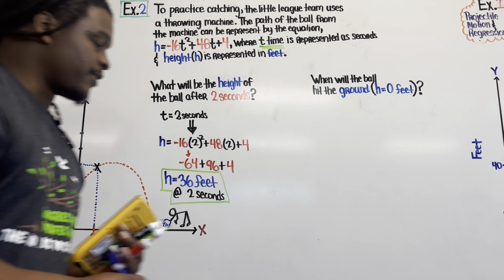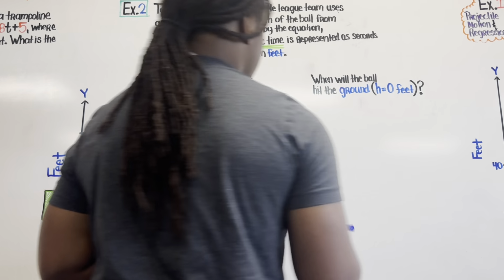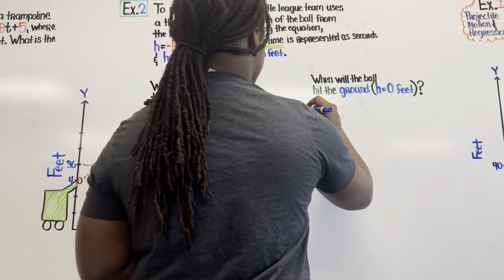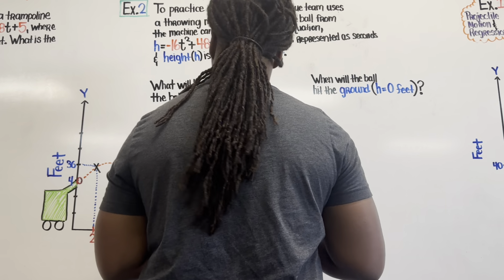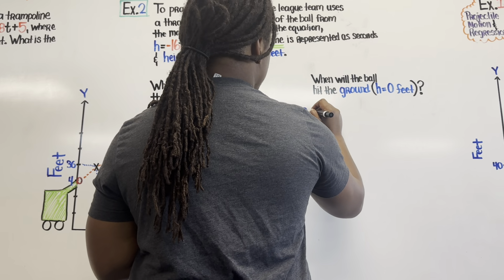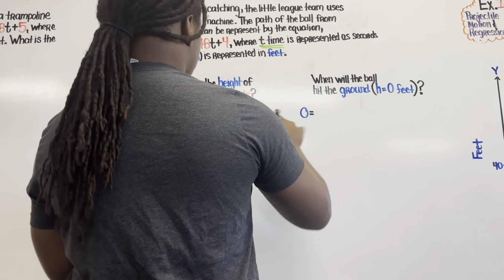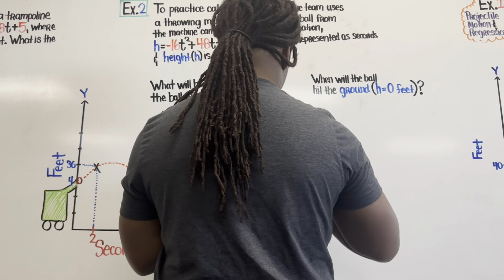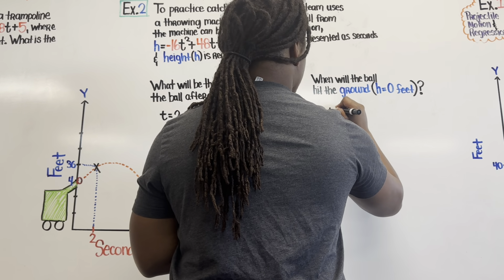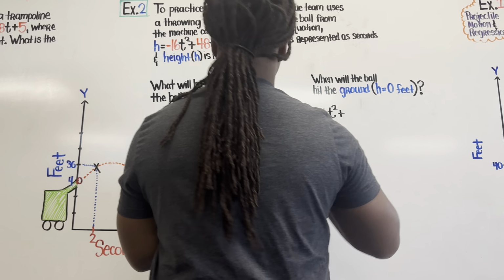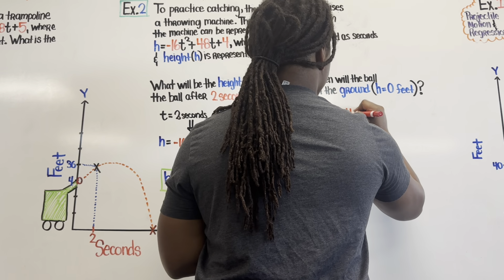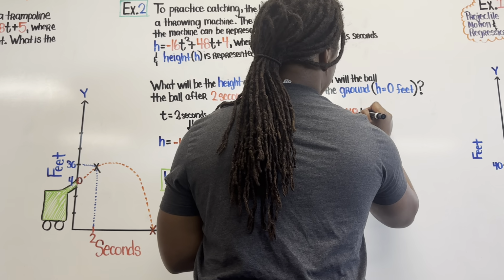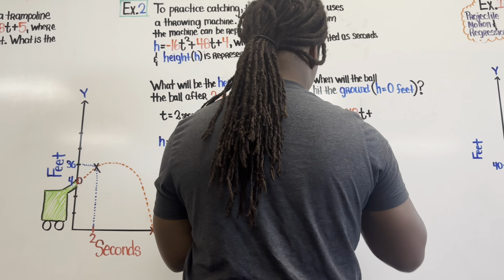So the first thing that we're going to do is set h equal to 0. So we're going to make the whole equation equal to 0. So now we're going to have 0 feet equals negative 16t squared plus 48t plus 4.